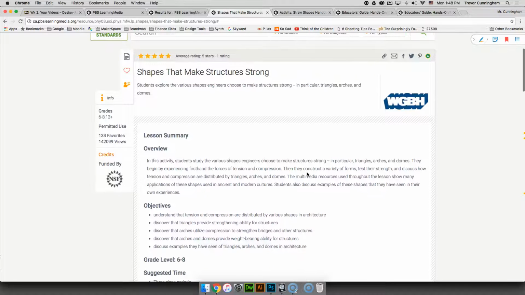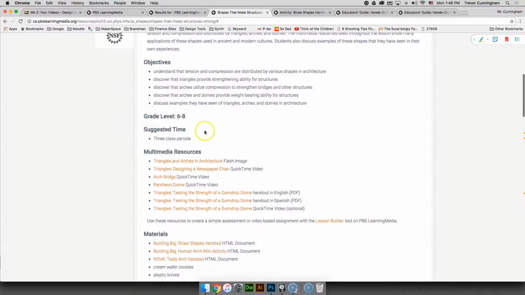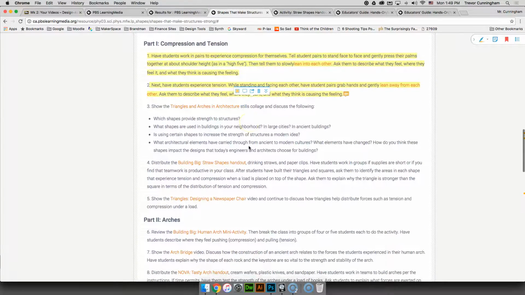Looking at this, I expect there to be building. I expect there to be a lot of hands-on activity. I expect there to be a lot of reflection. So it's largely targeted at middle school students, and suggested time is about 3 periods. And they break the lesson into 3 parts.